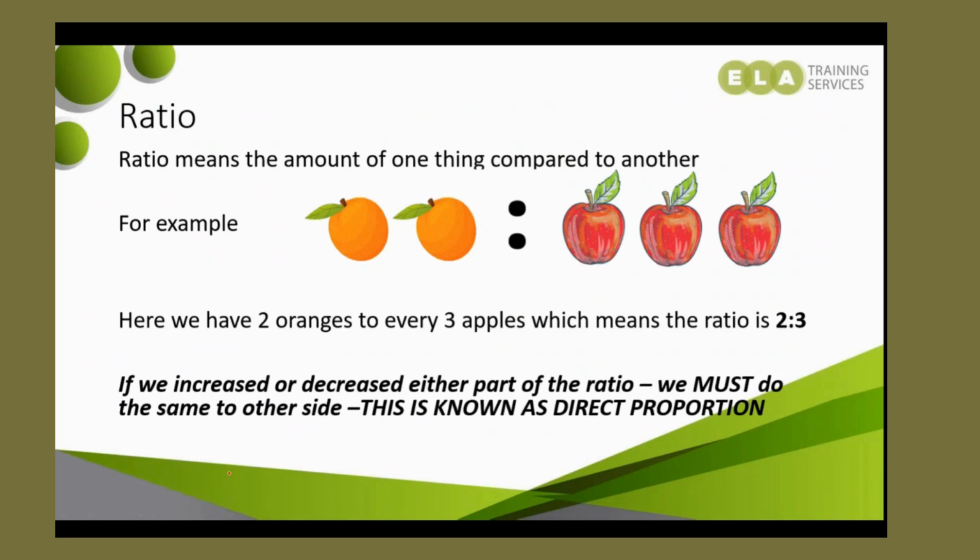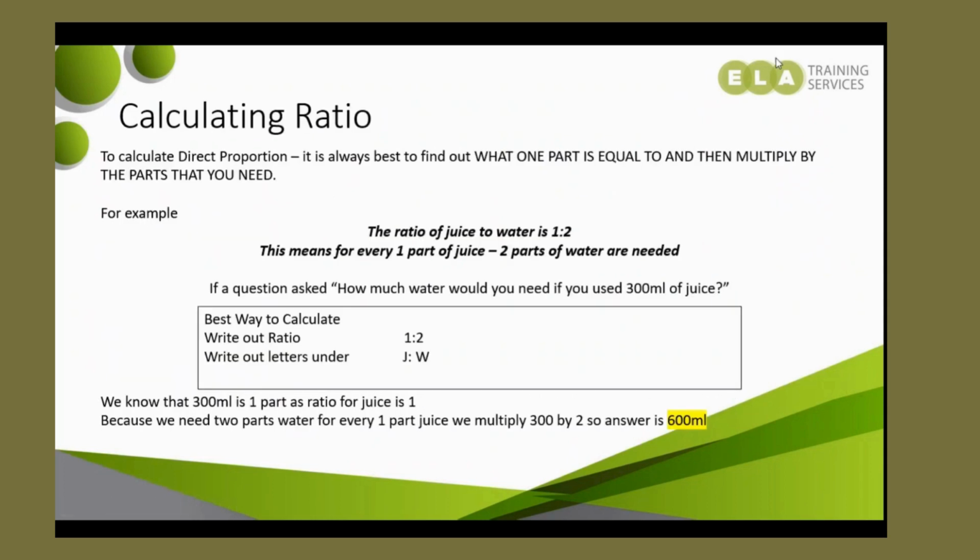And it's really important to remember if we increase or decrease either side of that ratio, we must do the same to the other side. So for example, when we're calculating ratio, it's always best to find out what one part is equal to and then multiply by the parts that you need. So for example, the ratio of juice to water is 1 to 2. This means for every 1 part of juice, 2 parts of water are needed. So if a question asks you how much water would you need if you use 300 millilitres of juice, the best way to calculate it is to do these steps.